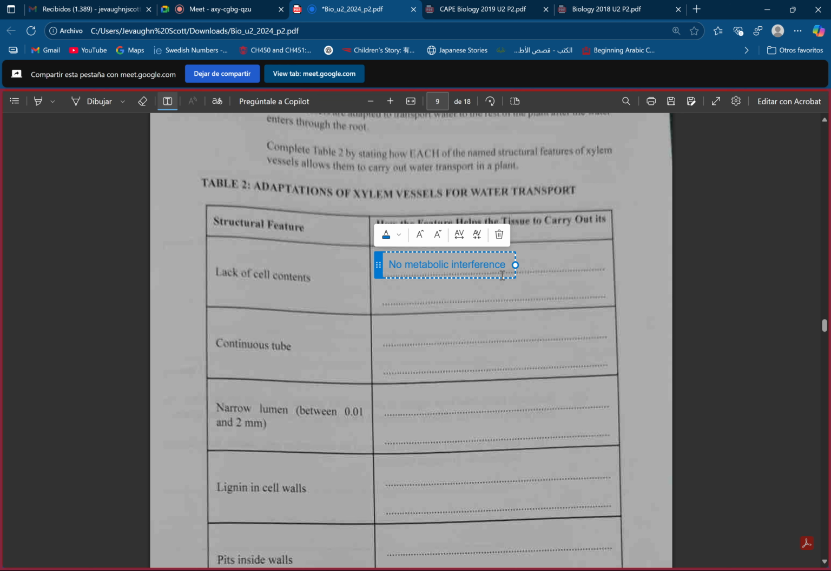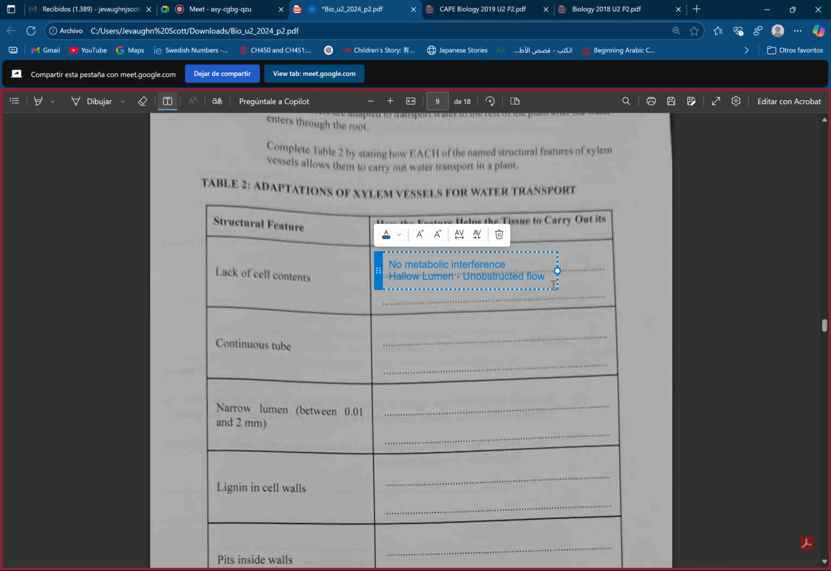Repeat? No, I don't think surface area would be a good thing to put here. So seeing that there's no metabolic interference, you're going to end up with a hollow lumen, right? And the hollow lumen allows for ease of flow, unobstructed flow of water, right? So we need to note these different things.